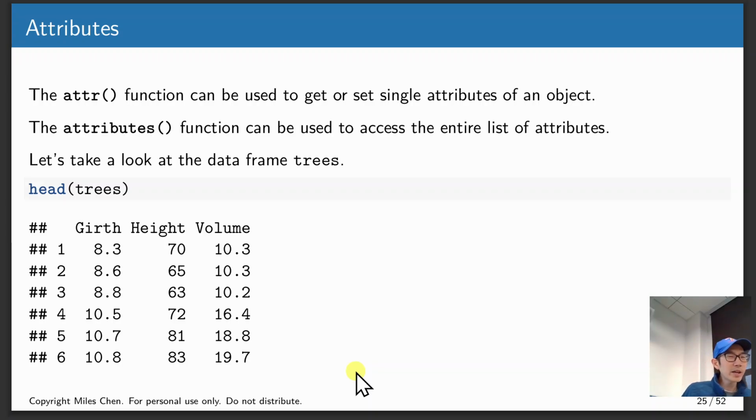Okay. So you can get your attributes by typing in the function attributes and putting in the object there, and then you can also get or set attributes using the attr function. So here is a data frame. This data frame is called trees, and it consists of 3 columns. It's information about trees, and you can get the girth, height, and volume of the tree. I don't know how they measure these things, but anyway, this is what we have. Here I just have the first 6 rows, but there are more rows in our table.